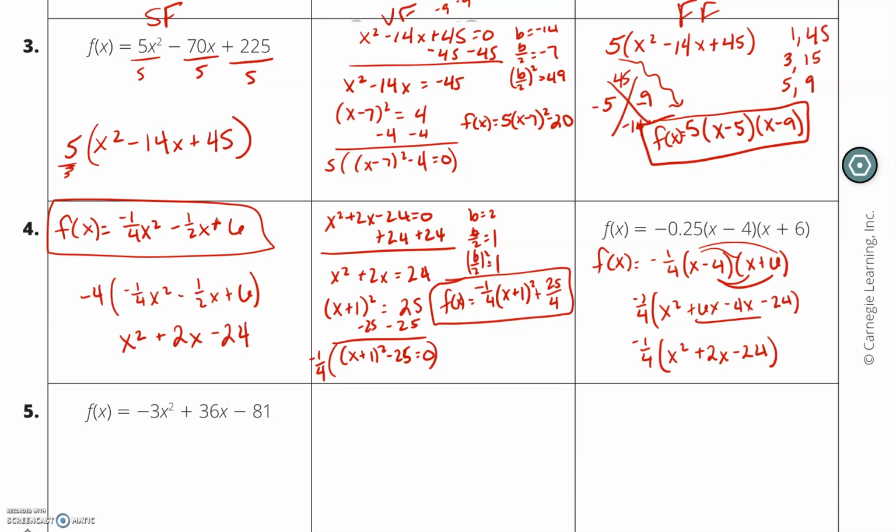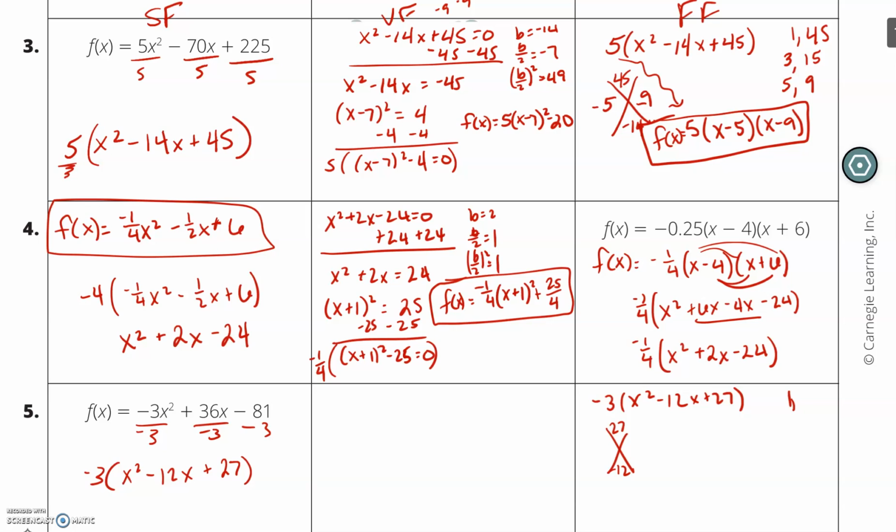I'm going to take out my common factor, which would be negative 3, so I'm going to divide each term by negative 3. And when I do that, I'm left with x squared minus 12x plus 27. All right, so over here I have a negative 3 times (x squared minus 12x plus 27). And I go to factor, I have positive 27 up here and negative 12 down here. I want the factors of 27 that will add to 12.